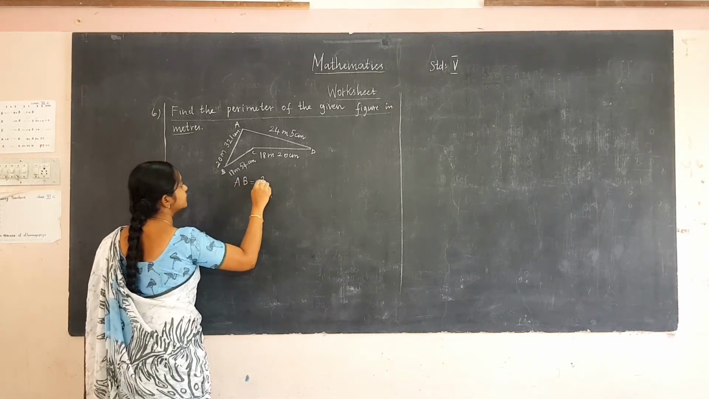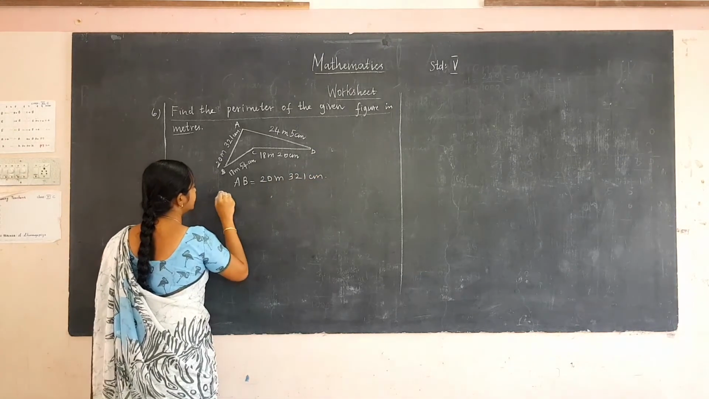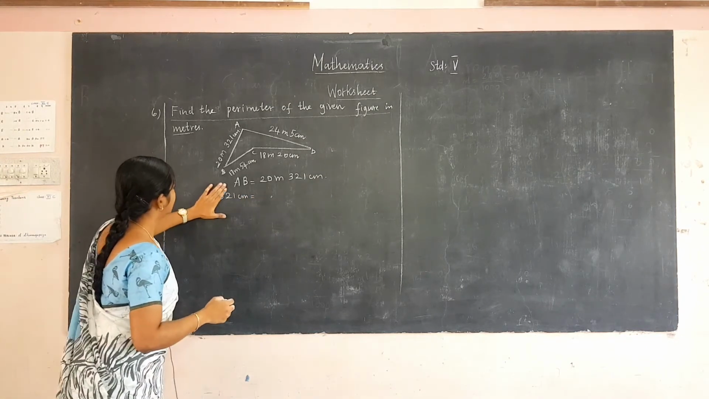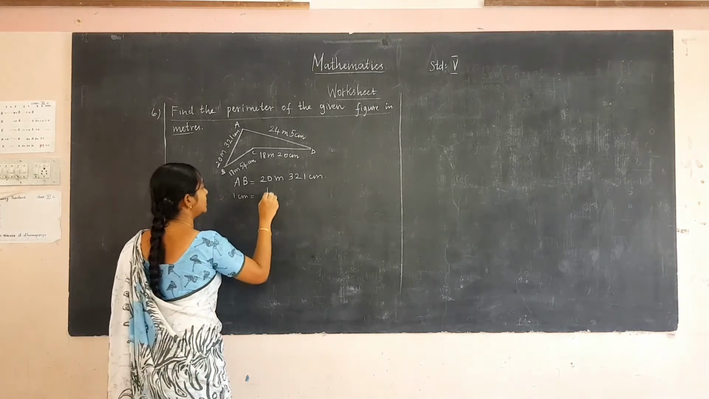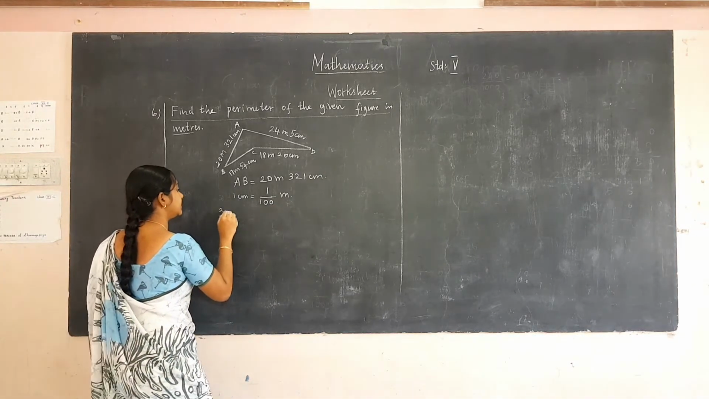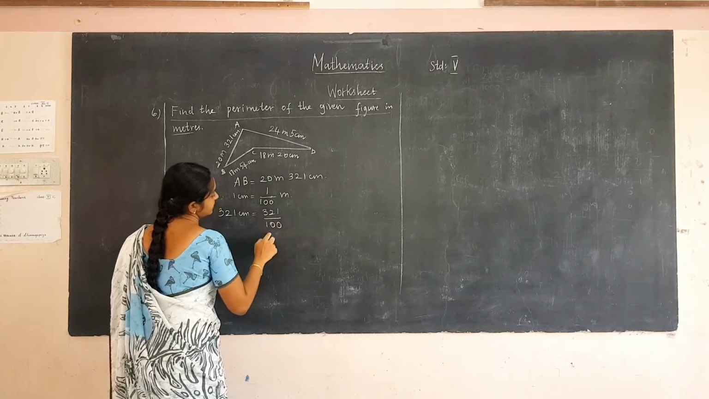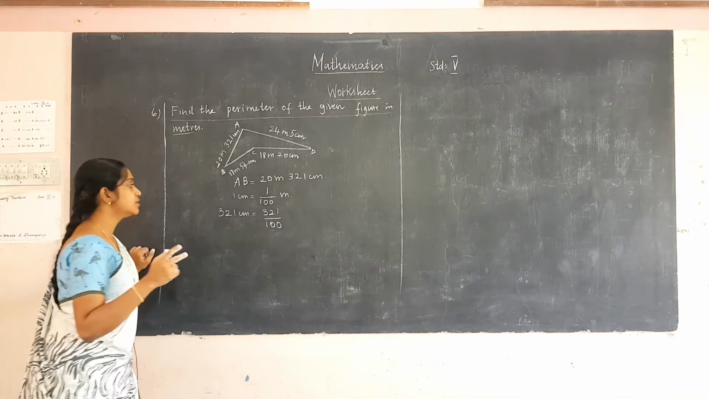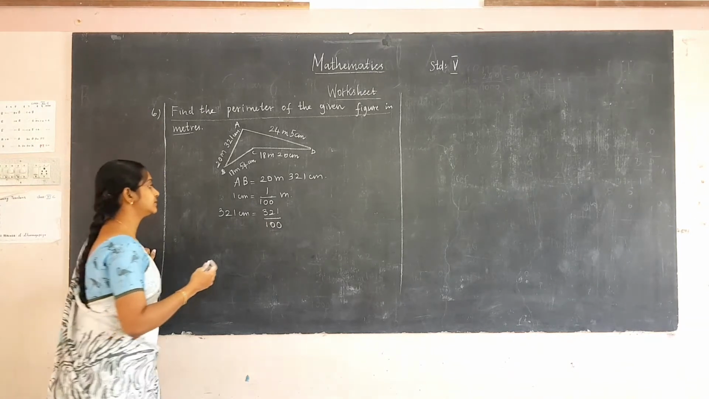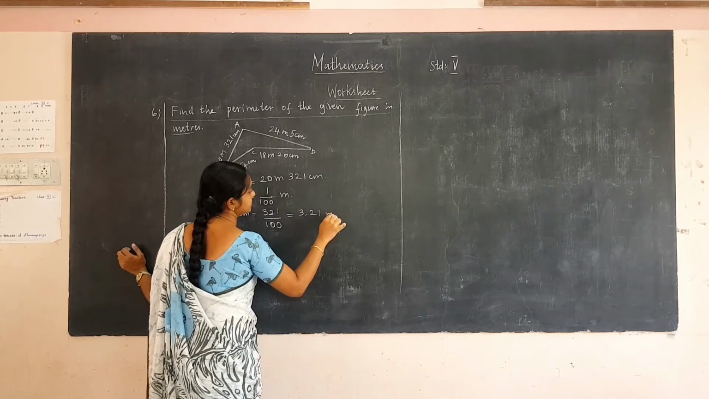AB is given as 20 meter, 321 centimeter. We are going to convert centimeter into meter. 1 centimeter equal to 1 divided by 100 meter. Then for 321 centimeter, we have to divide 321 by 100. In the denominator we are having 2 zeros. So, we have to keep the decimal point before 2 places. So, it is 3.21 meter.